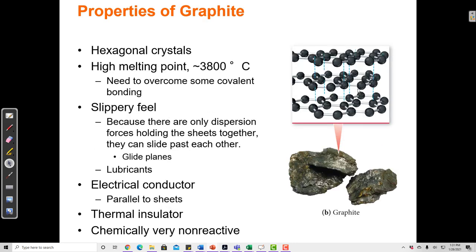Another arrangement that carbon can take is graphite, and this is not a three-dimensional arrangement of atoms, they're two-dimensional layers. So in graphite, all of the carbon atoms are bonded together, but they're bonded together in two-dimensional sheets, and those two-dimensional sheets lay on top of each other, and the forces that hold together the sheets are dispersion forces, because carbon and carbon are both nonpolar, and so they will have dispersion forces that hold the sheets together. So what that means is that these sheets are not held together very tightly at all, and so graphite is used as a lubricant because these sheets can slide across each other very easily. So graphite has a slippery feel.